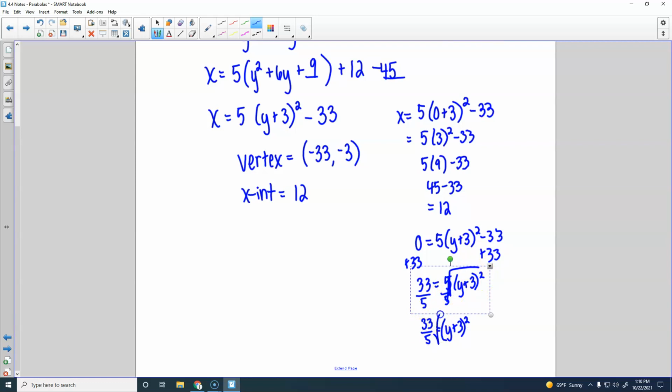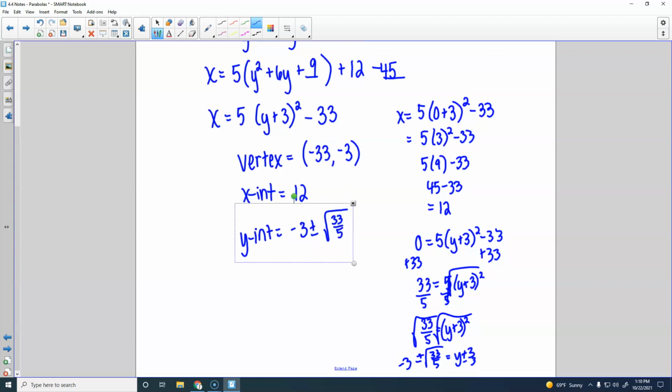You square root both sides. So plus or minus square root of 33 over 5 equals y plus 3. Subtract 3, subtract 3. So your y-intercepts are going to be at negative 3 plus or minus square root of 33 over 5. So they're a little harder to find there. You also could just go from the original and use the quadratic formula. Your answer is going to look different, but it would be the same there.